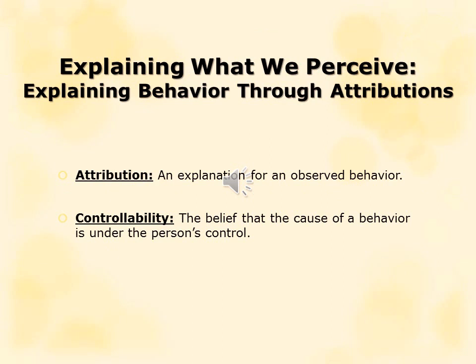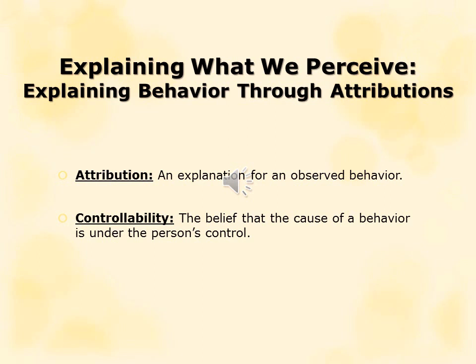We all attempt to explain behavior through attributions, and an attribution is defined as an explanation for an observed behavior. Whenever we see a behavior, we attempt to assign a meaning to it, or we want to understand where the behavior is coming from. This is a very natural part of being human.